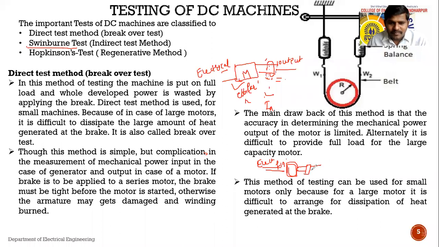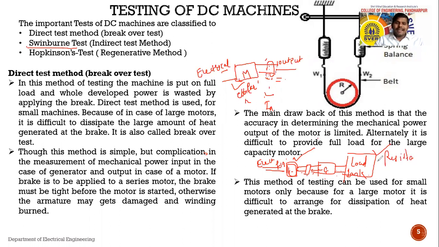So the output of the machine is applied as an input to the generator. Here it is the motor, and this one is the generator, and the power generated by the generator is fed to a load, or here one resistive load bank can be connected. Now we want to test this motor by putting some electrical load: resistive load, inductive load, and capacitive load.